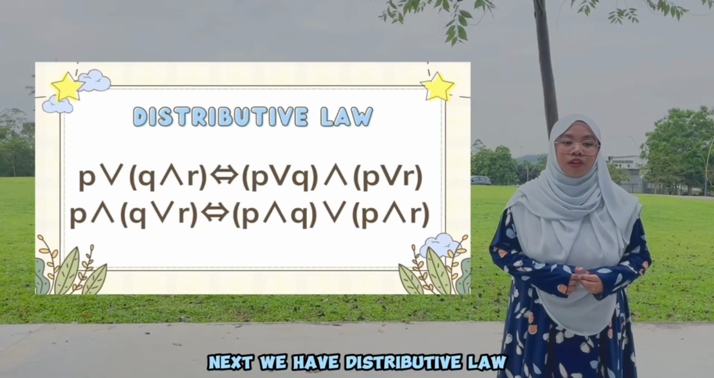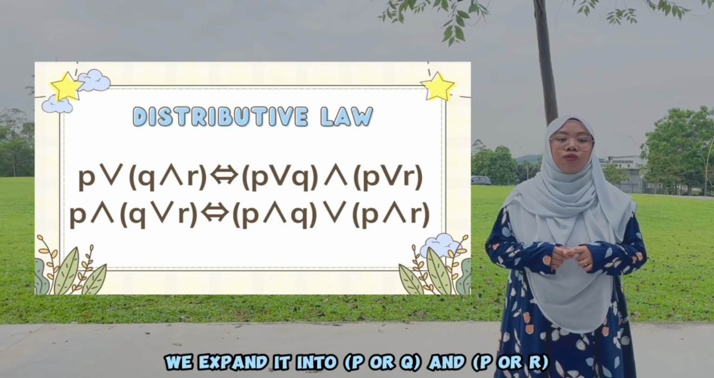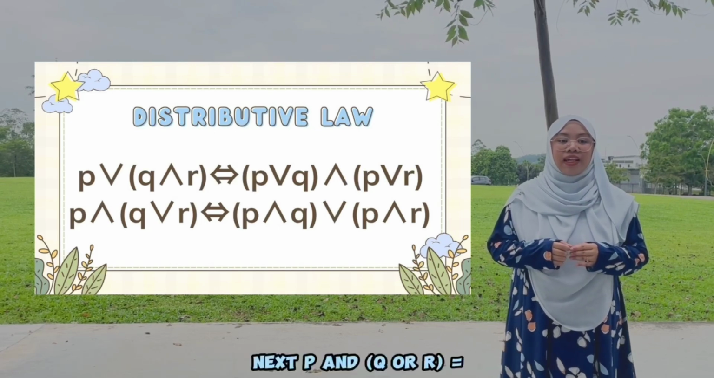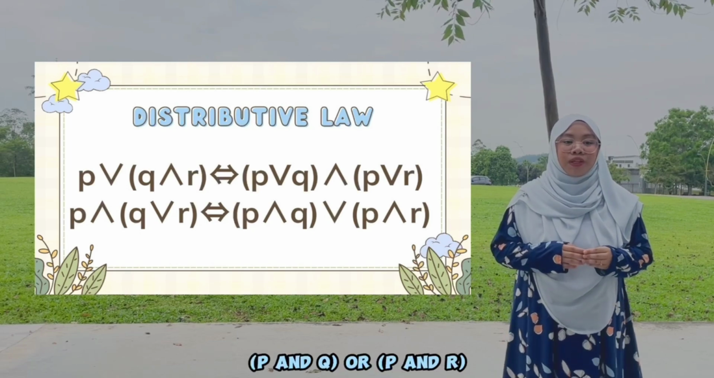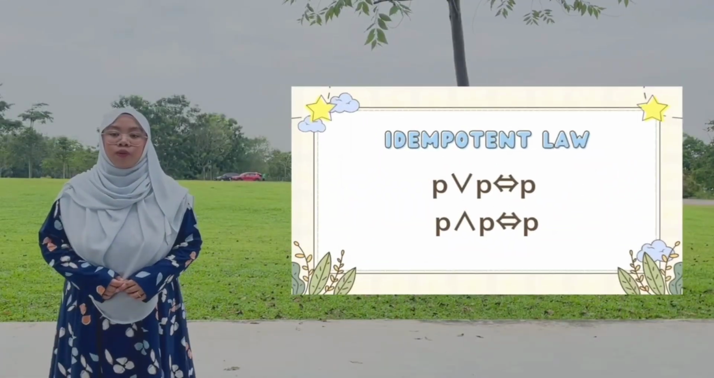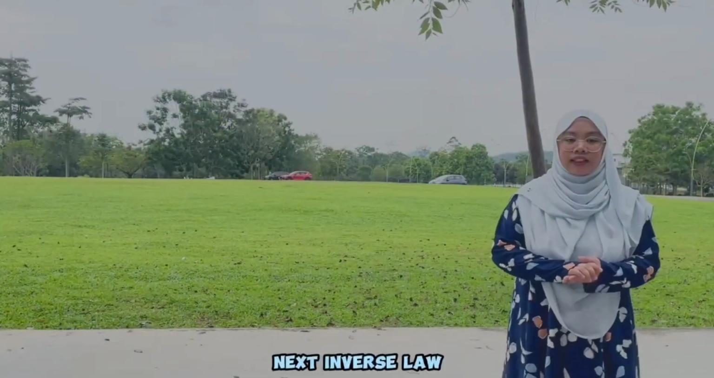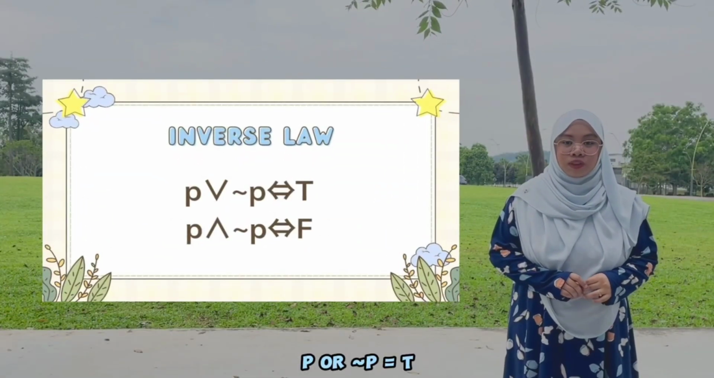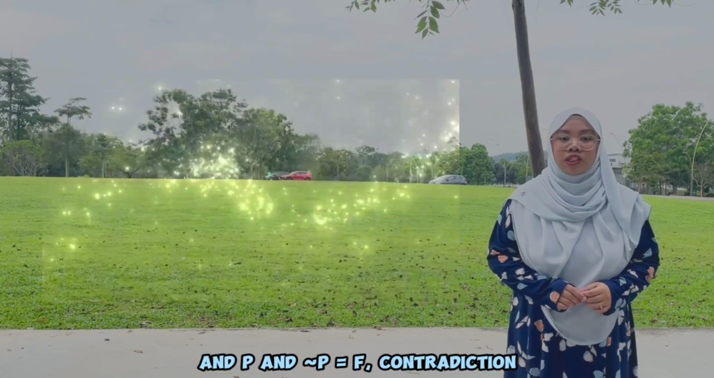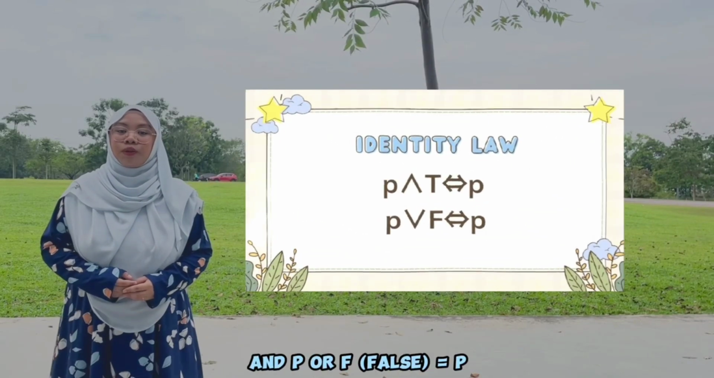Next, we have distributive law. P or (Q and R) equals, we expand it into (P or Q) and (P or R). Next, P and (Q or R) equals (P and Q) or (P and R). For idempotent law, we have P or P equals P, and P and P equals P. Next, inverse law. P or negation P equals T, which is tautology, and P and negation P equals F, contradiction. Next, we have identity law. P and true equals P, and P or false equals P.